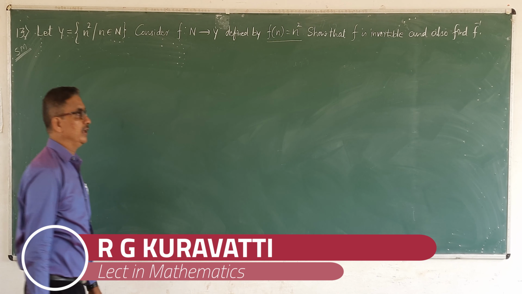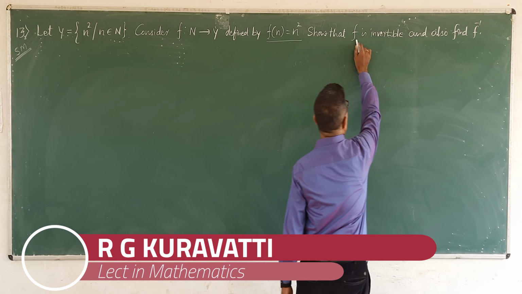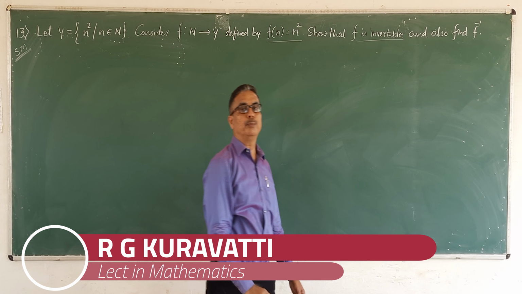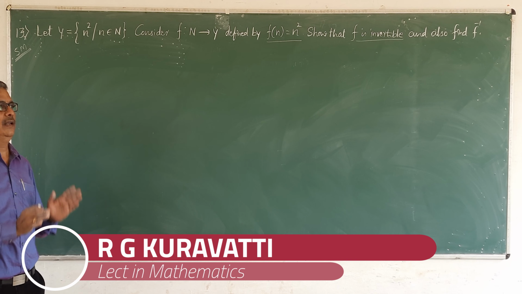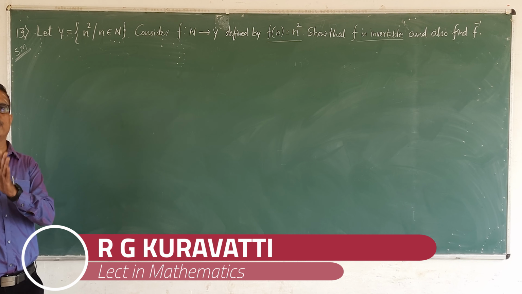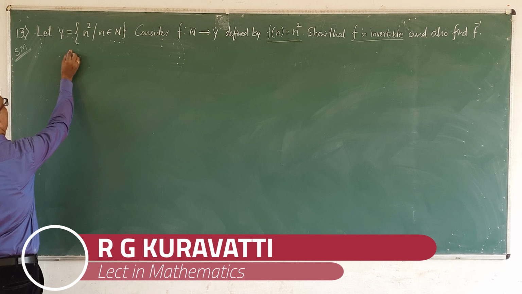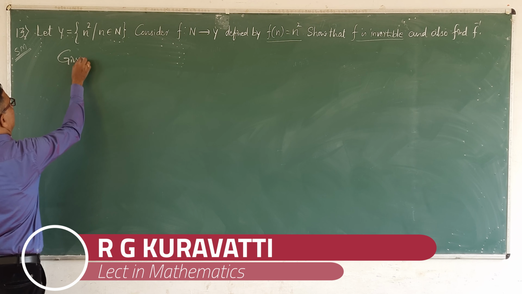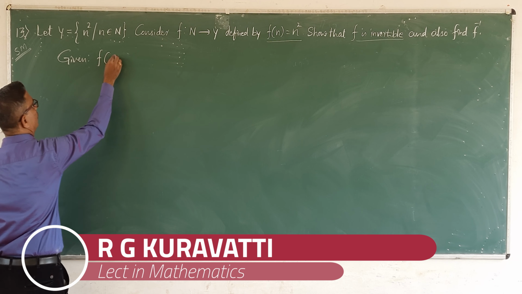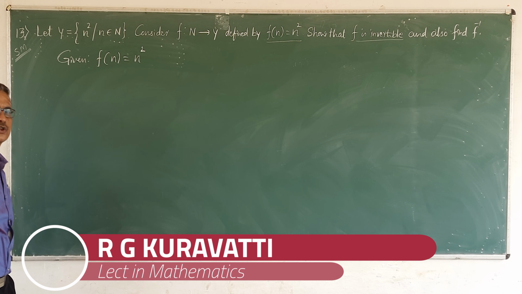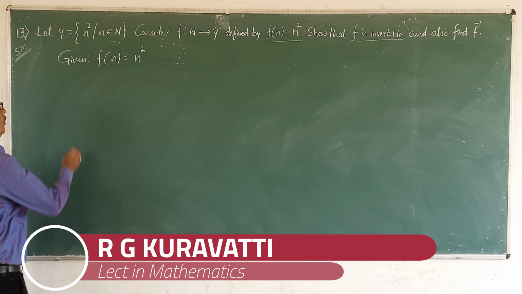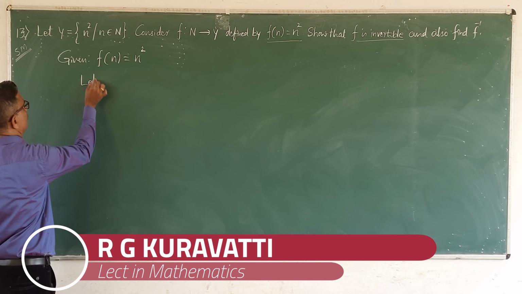So you know the definition of invertible. Invertible means which is both one-one and onto. Now here we should prove that the given function is one-one as well as onto function. Given data: f of n is equal to n square for all n belongs to natural numbers. First, to prove that it is one-one.